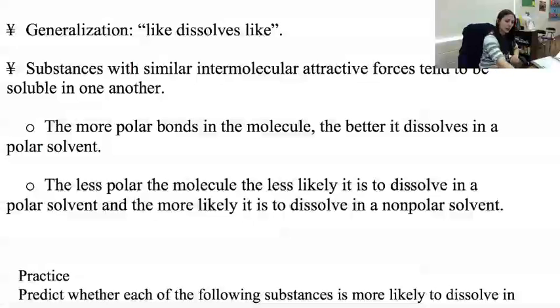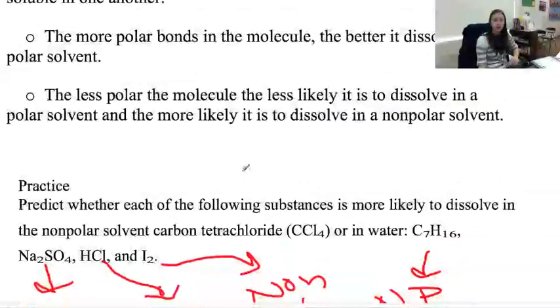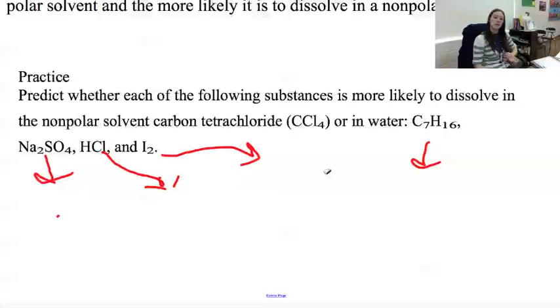All right, we have a generalization here, at the top of the next page, which is like dissolves in like. Substances with similar intermolecular attractive forces tend to be soluble in one another. The more polar, the better it dissolves in a polar solvent. The less polar, the better it dissolves in a less polar or a nonpolar one. So we're going to predict whether each of the following is more likely to dissolve in a nonpolar solvent or in water. We have our nonpolar solvent, which is CCl4, or we have water, which is our polar one. So we've got C7H16.